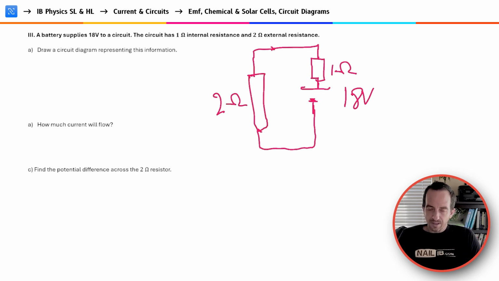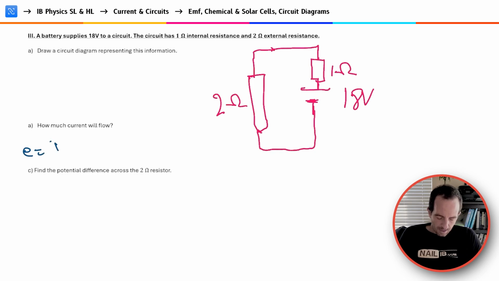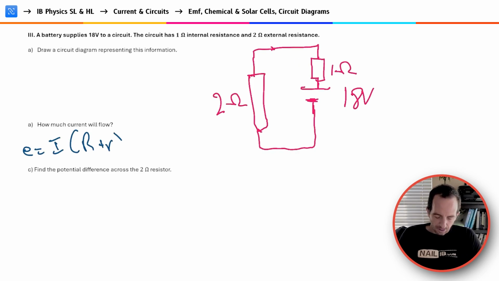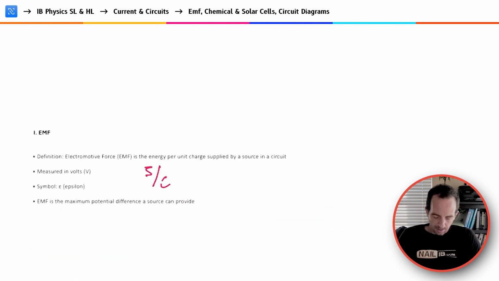1 ohm was the internal resistance, and we represented it by these rectangles on the circuit diagram. The battery I represented there as well, 18 volts. That's our circuit diagram. Based on this, how much current will flow? What's the relevant equation? The relevant equation we're going to see is E is equal to the current times external resistance plus internal resistance.